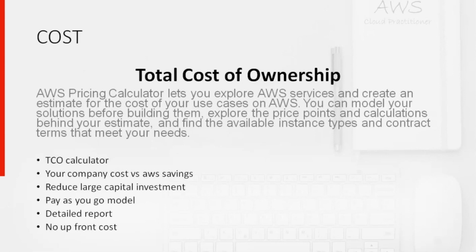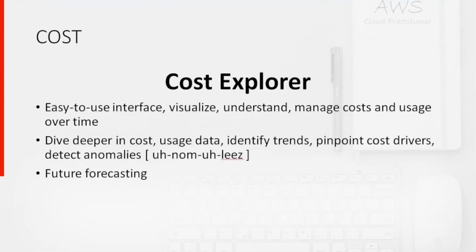Cost, total cost of ownership. AWS Pricing Calculator lets you explore AWS services and create an estimate for the cost of your use cases on AWS. You can model your solutions before building them, explore the price points and calculations behind your estimate, and find the available instance types and contract terms that meet your needs. TCO Calculator: your company cost versus AWS savings, reduce large capital investment, pay-as-you-go model, detailed report, no upfront cost.